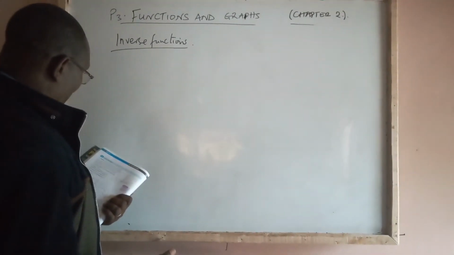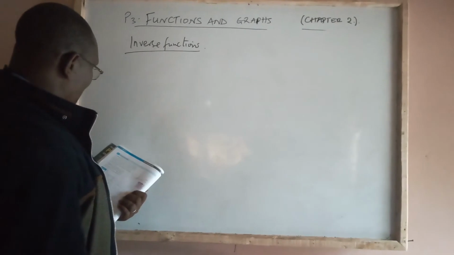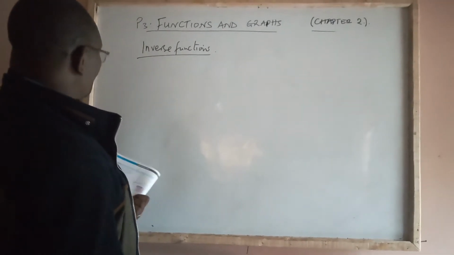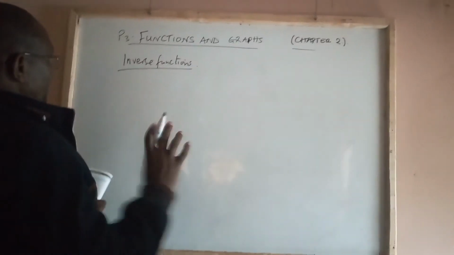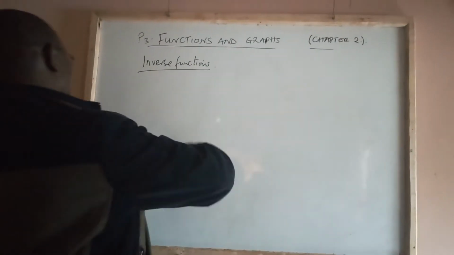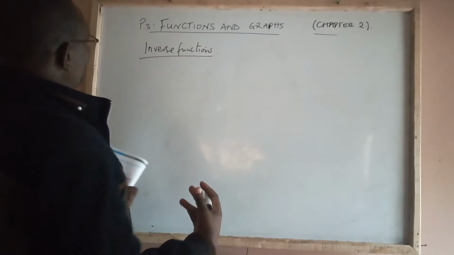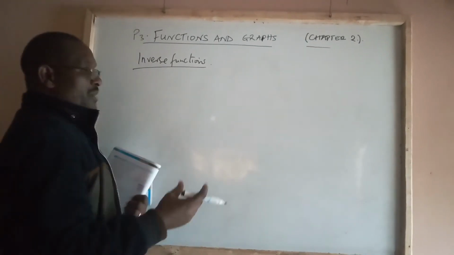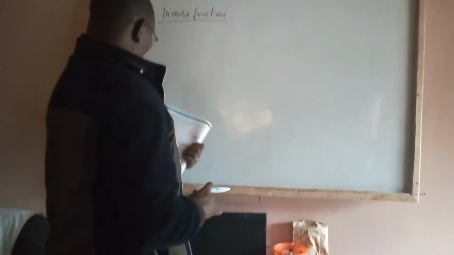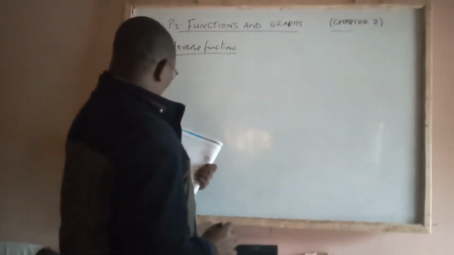Of course, for this reason, an inverse function exists only for one-to-one functions, because it maps the range of a function back to its original domain. So if we had a many-to-one function, it is not possible to map one range value into many domains. It's not possible. There's something that we need to highlight here.